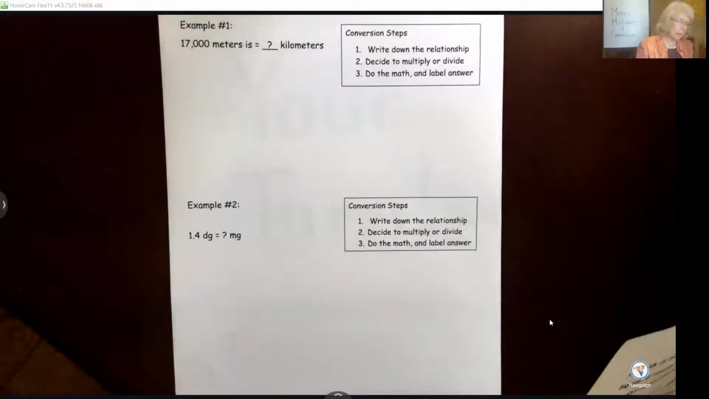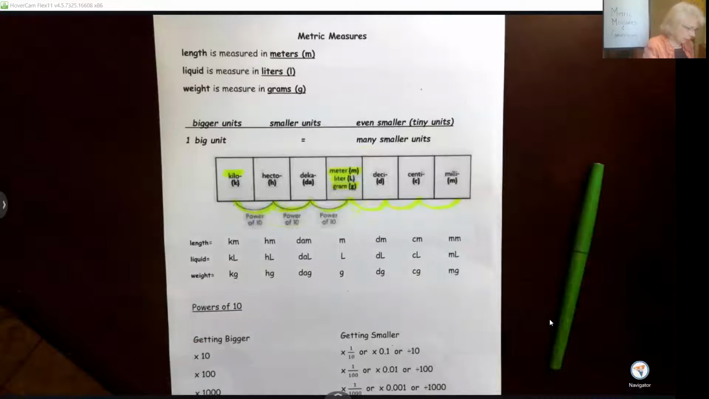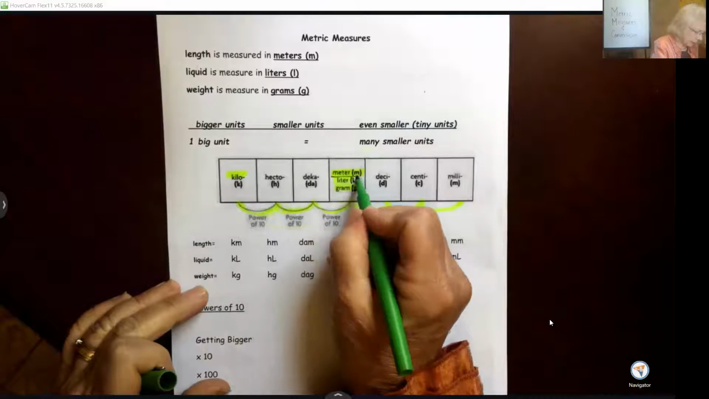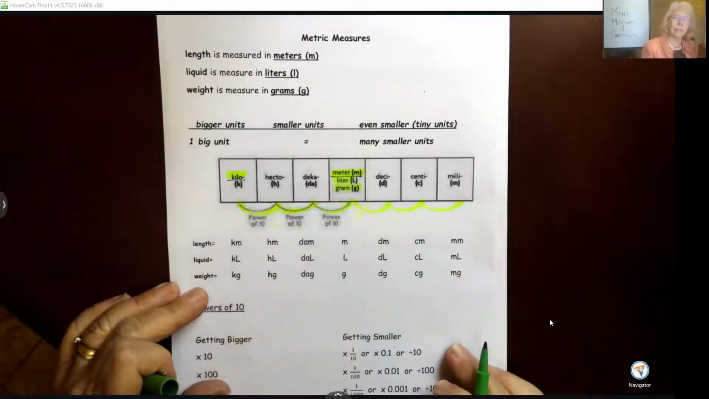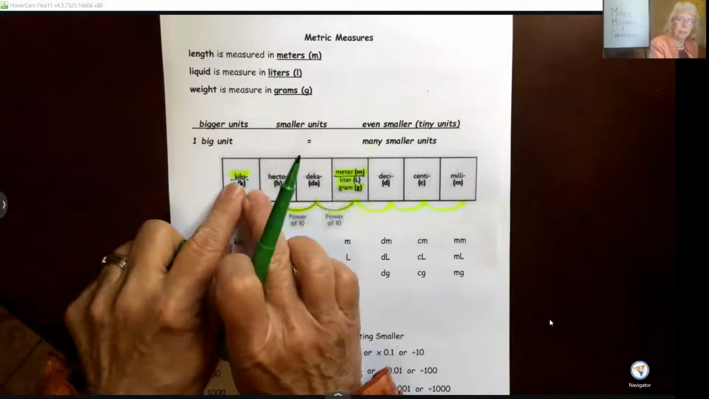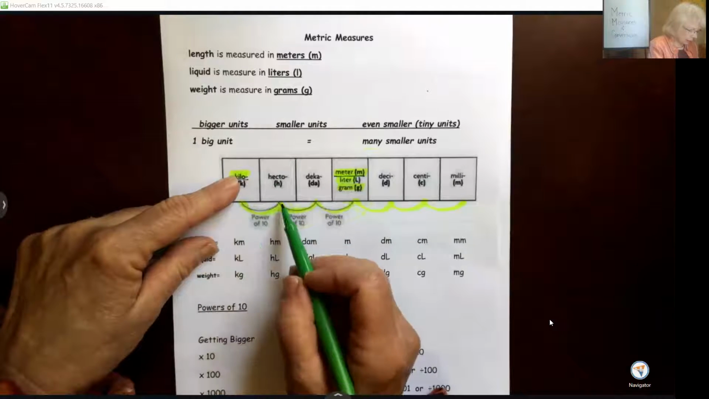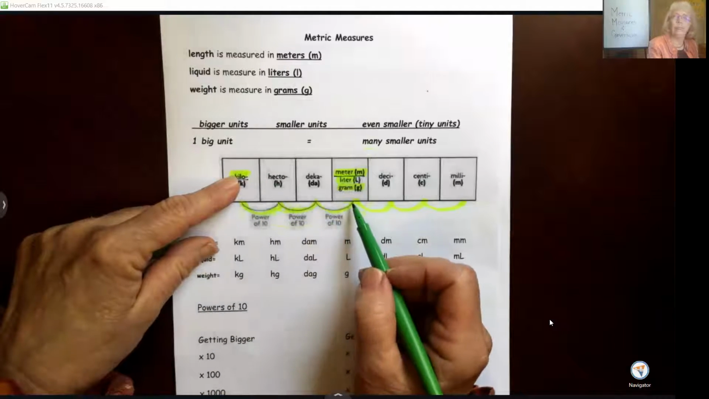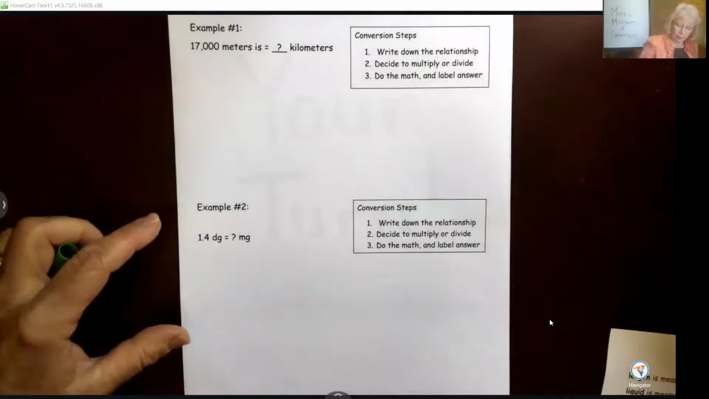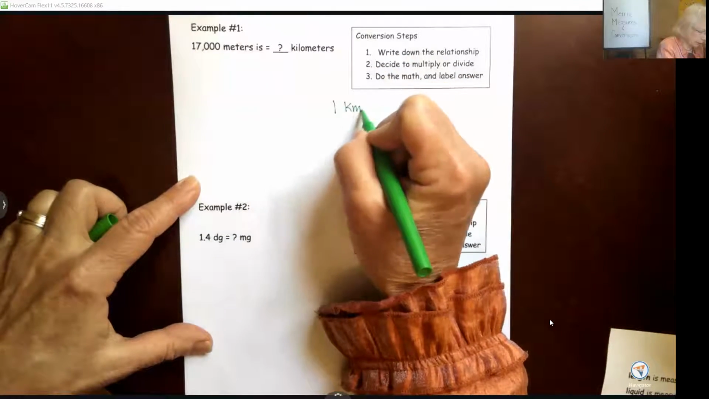So we're looking at meters and kilometers. So let's come back over here, and we're looking at meters right here and kilometers, which is going to be over here. So when you go this direction, the 1 here would be your 1 equals how many meters? 10, 100, 1,000 meters, okay? So we're going to write down that relationship. So we have 1 kilometer is equal to 1,000 meters.